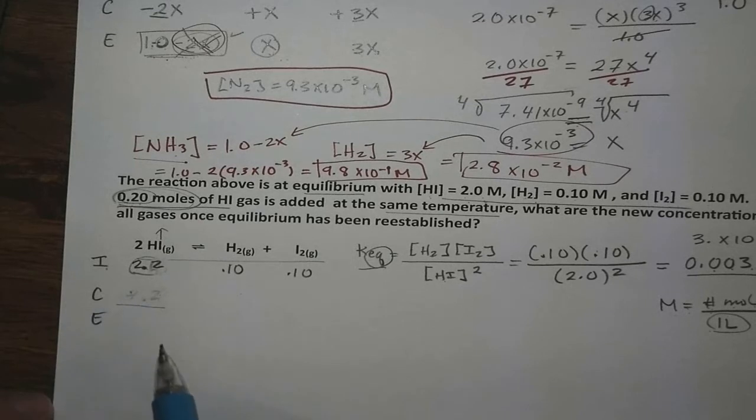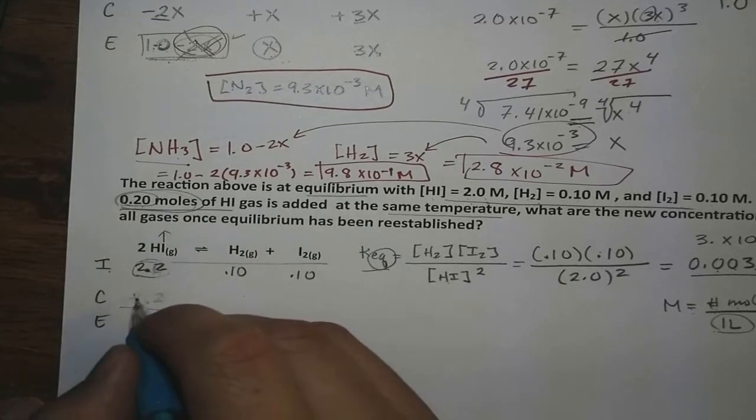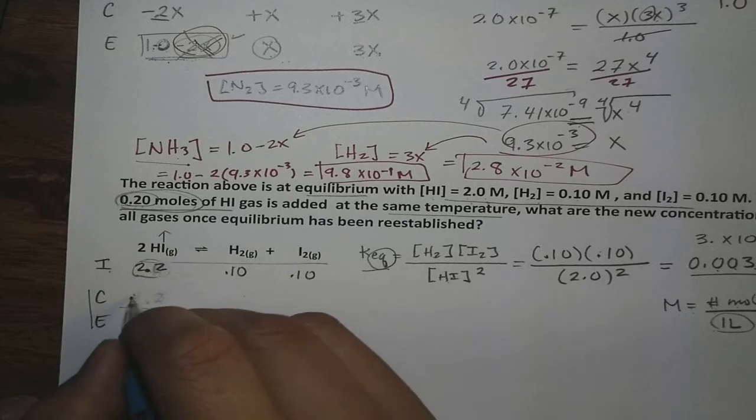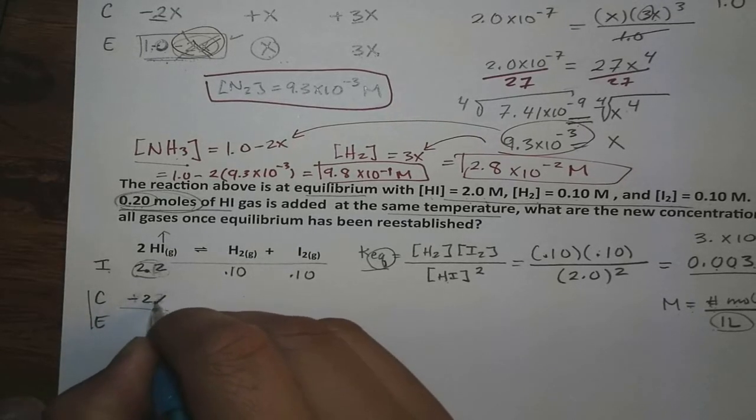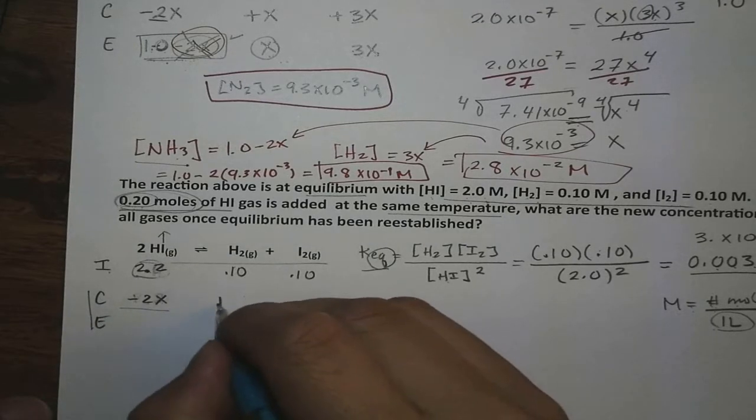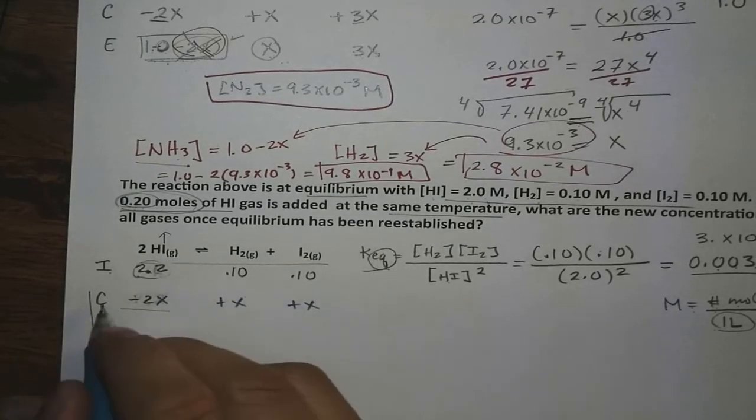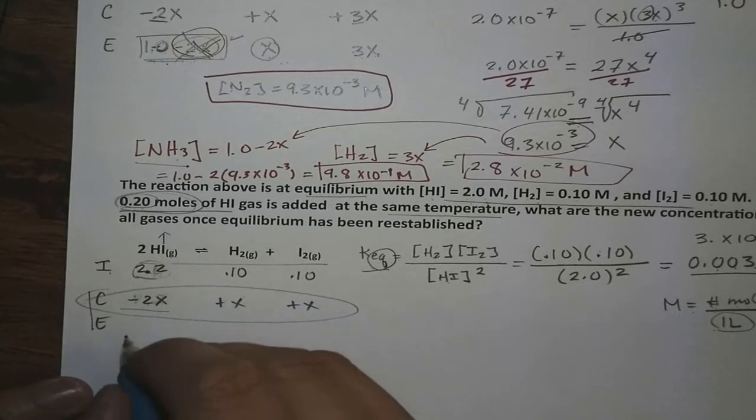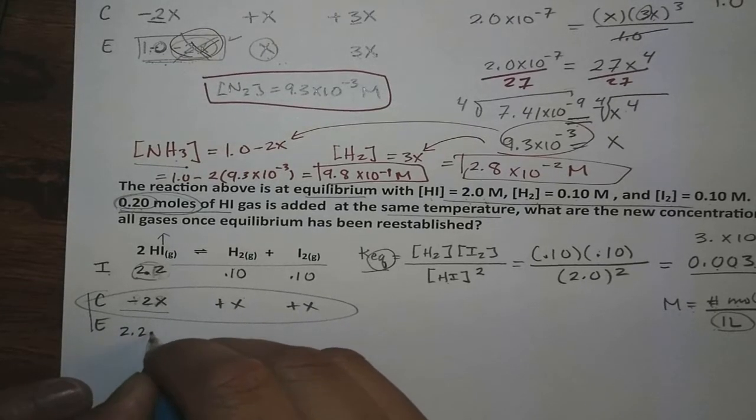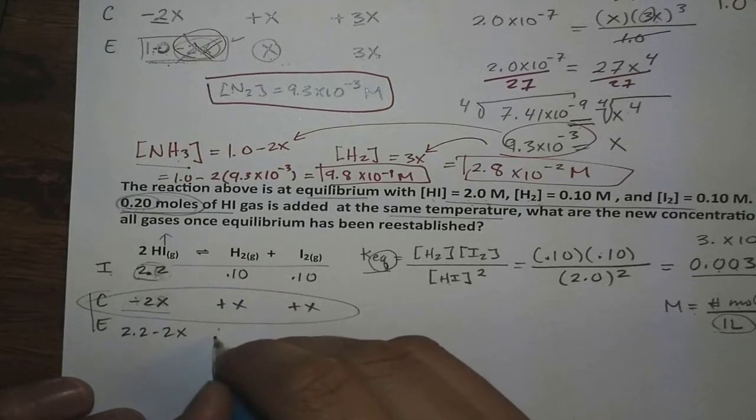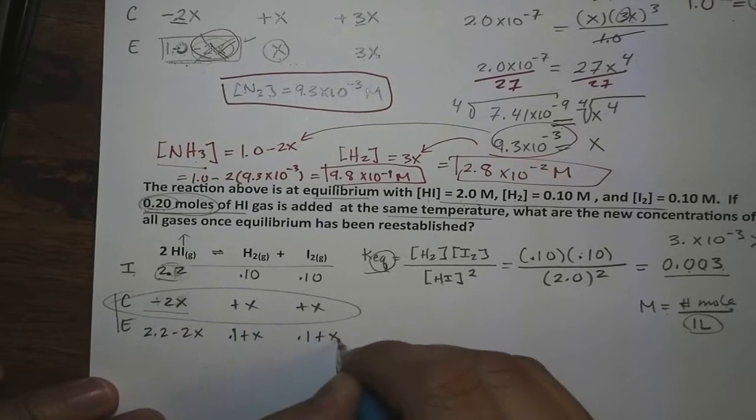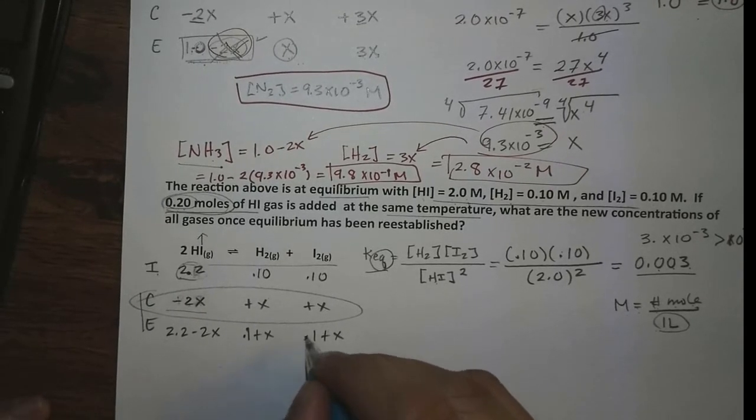Don't put plus 0.2 here. Again, this will always be expressed in terms of x. That's another reason why we don't put plus 0.2 there. So here we have, of course, minus 2x. Then over here we're going to have plus x, and here plus x. So be careful with this. This is always expressed in terms of x, okay? Keep that in mind. So at our equilibrium, we have 2.2 minus 2x. And here we have 0.1 plus x, and 0.1 plus x, okay? Or 0.10. I hate writing 0, so just keep that in mind.